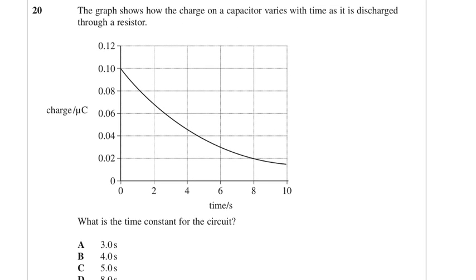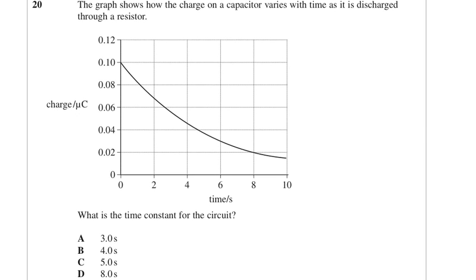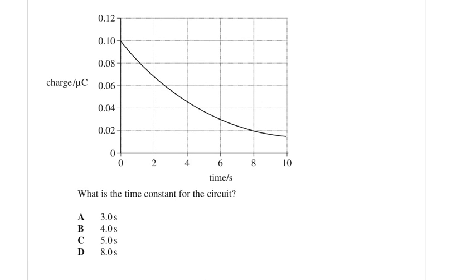A graph shows how the charge on a capacitor varies with time as it is discharged through a resistor. What I want to know is the time constant of the circuit. So it's the time to get to 37% of its initial value. So 0.1 times 0.37 is 0.037, which is around here. So we're looking at about 5 seconds to get to essentially 37% of its initial value. So that's answer C.